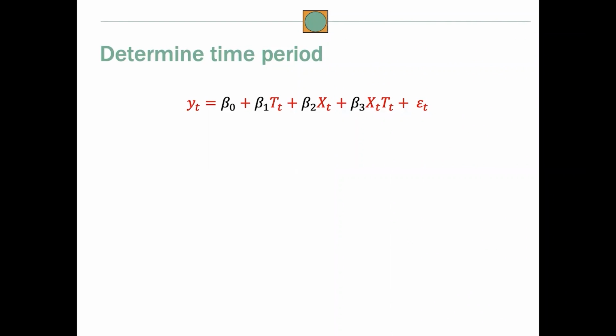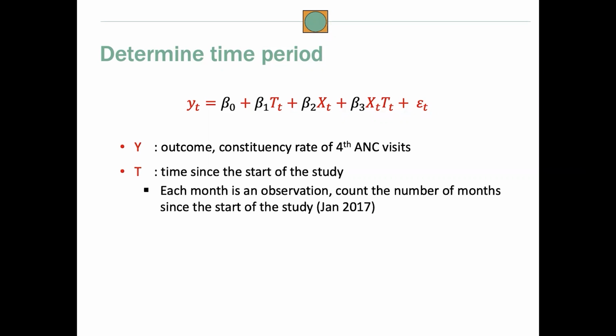And so our regression equation is going to be useful in doing this. So we know that our Y is our outcome, which is the constituency rate of 4th ANC visits. And we need the Y because these are the rates of our observation data that was collected, and it's going to help us determine the effect of the policy. Our T tells us the time or number of data points since the start of the study. So in our example, each month is an observation. And so we want to count the number of months starting from January 2017.